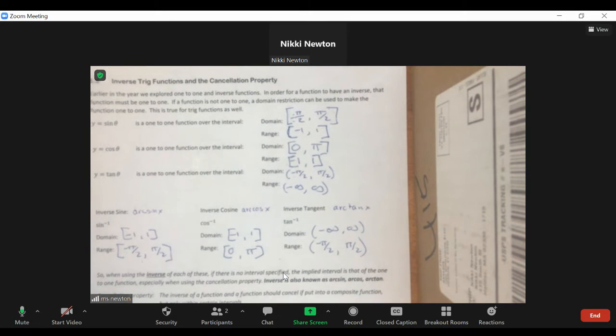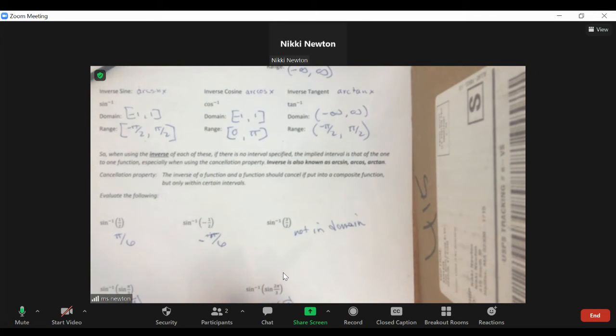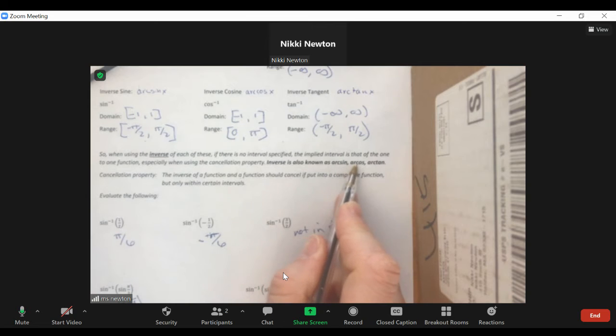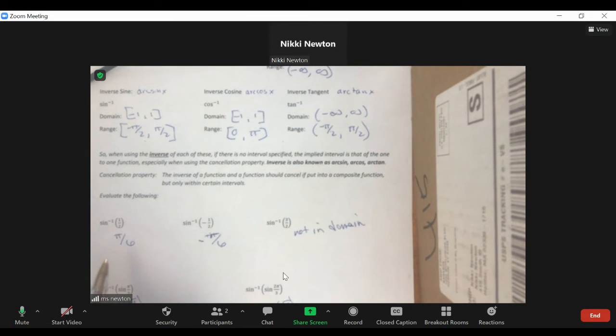All right, so moving on. So that's our restricted domain. We're not graphing the inverse functions. We're just using the fact that it is an inverse function. Here's our other notation again, arc sine, arc cosine, arc tangent. So we're going to evaluate each of the following.